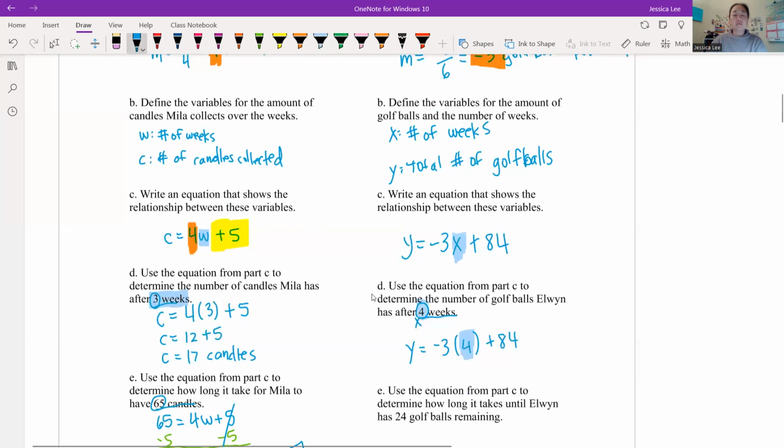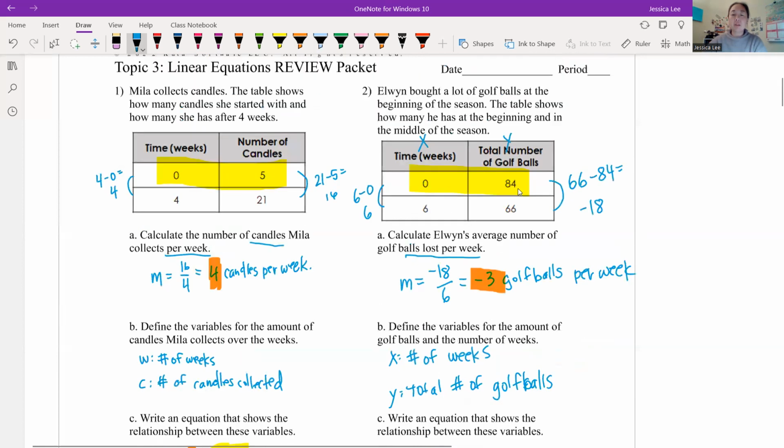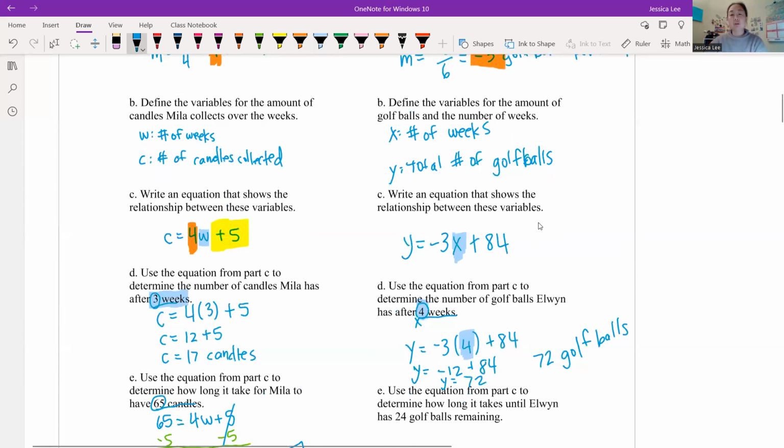And then let's do some order of operations, because y is already solved for. So -3 times 4 is going to be -12 plus 84. And we know -12 plus 84 is going to be 72. So y is equal to 72. That's going to be 72 golf balls. Okay, so he has 72 golf balls after 4 weeks. Which again makes sense because that's in between the 66 and the 84. So we know if 4 weeks is somewhere in between here, the number of golf balls is going to be somewhere in between 66 and 84. All right, just some logical thinking here.